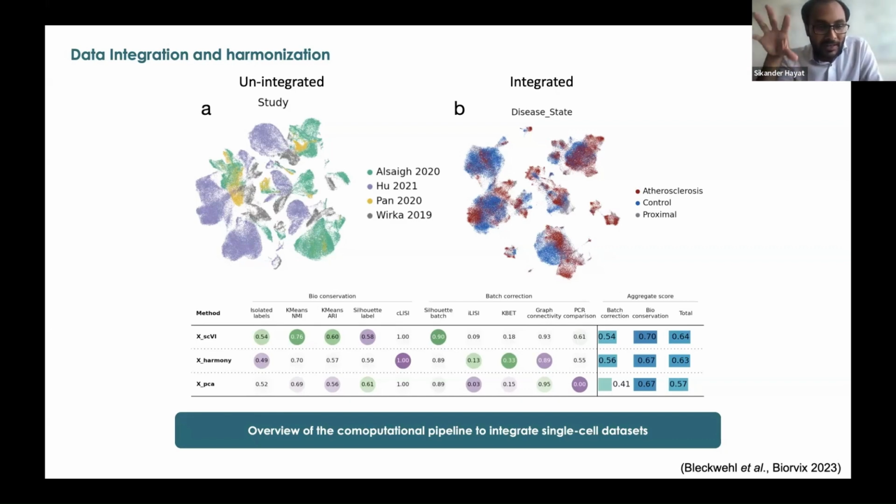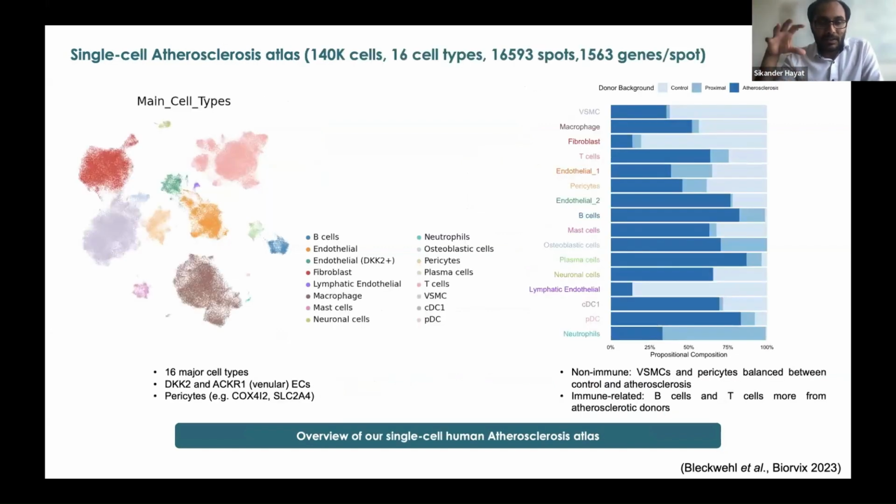So we tried three different methods. We tried Harmony, we tried scVI, which is a deep learning based method, and then we also tried simple principal component analysis. We calculated these 8 scores for comparing bioconservation and batch correction. And then we had these aggregated scores. Based on that, we made our choice of which representation or which method to use for moving forward. And this is the end result.